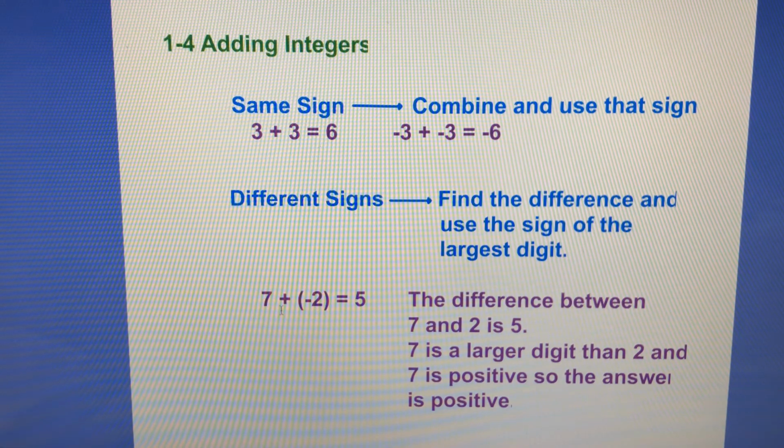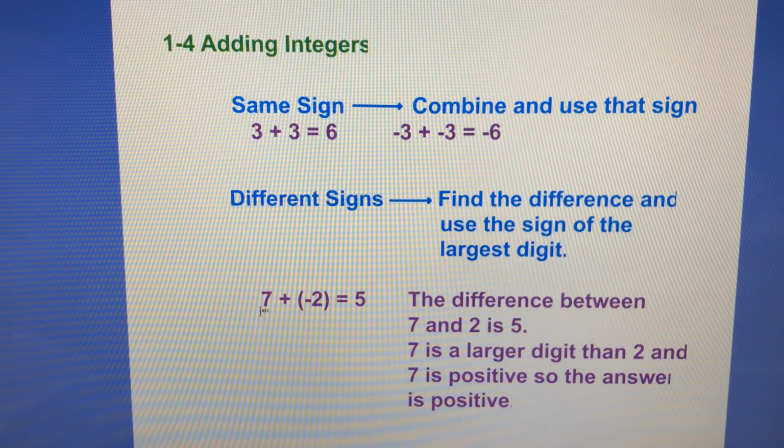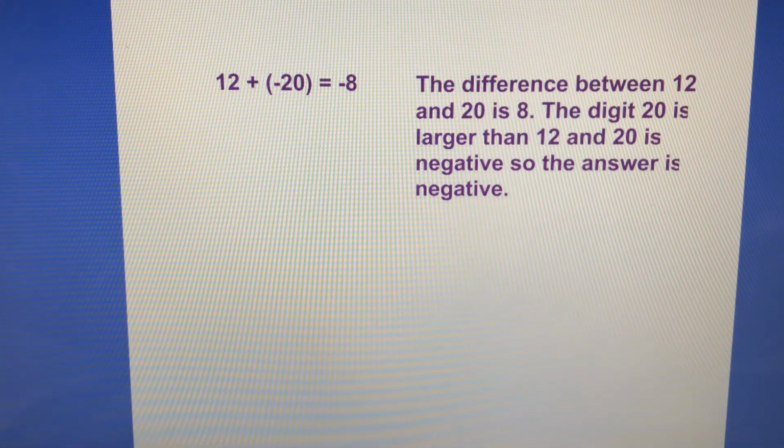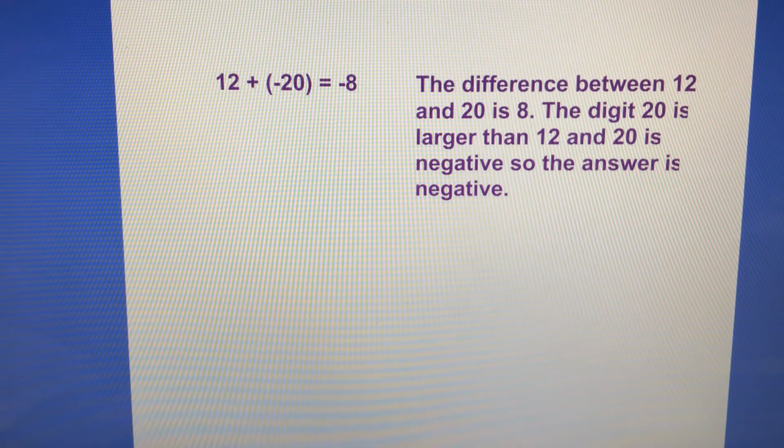The difference between 7 and 2 is 5. 7 is a larger digit than 2, and 7 is positive, so my answer is positive. 12 plus negative 20. The difference between 12 and 20 is 8. 20 is a larger digit, and it's negative, so my final answer is negative.